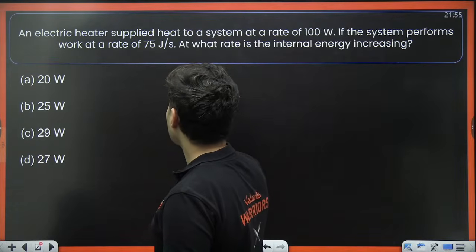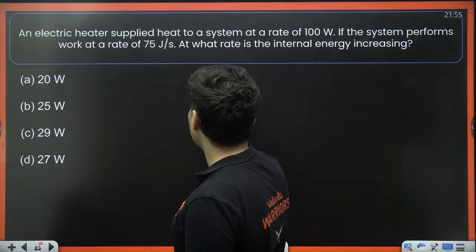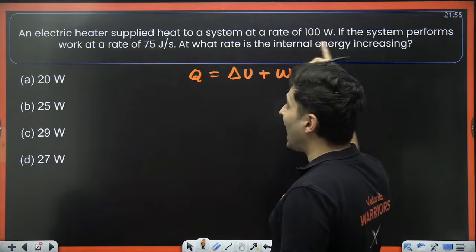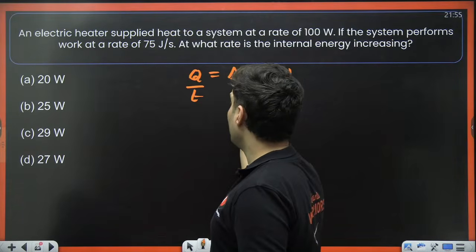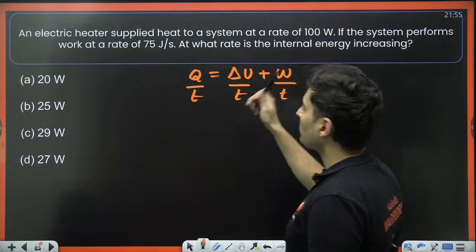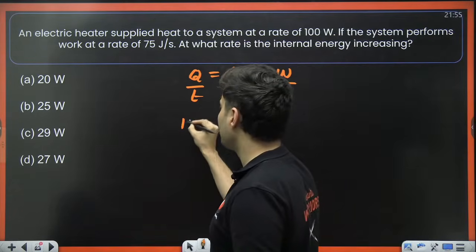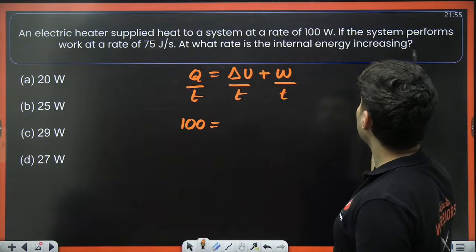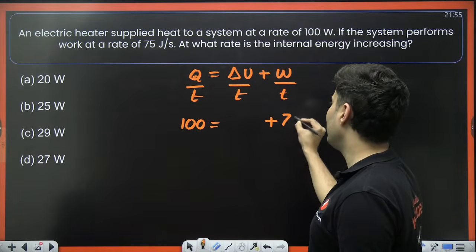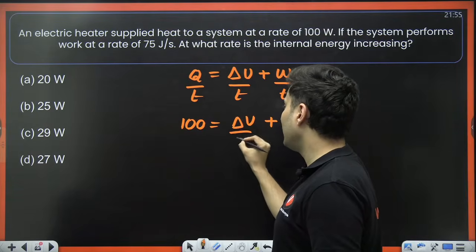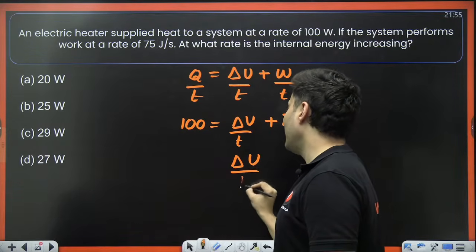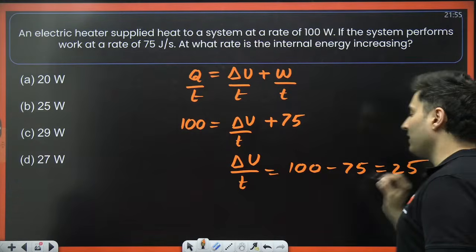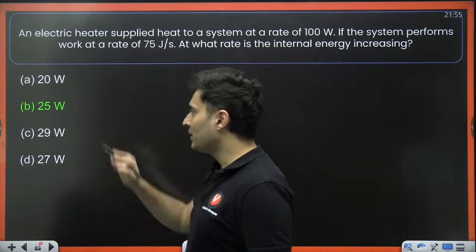Let's try to understand. Q will be delta U plus work, but it is at the rate, that means per unit time. So heat is supplied at 100 watts, which is 100 joules per second. Internal energy change, I don't know. Work is done at 75. So the question is, what is the rate at which internal energy changes? So delta U by t will be 100 minus 75, which is 25. That is option B.